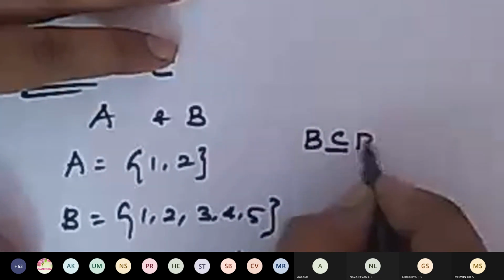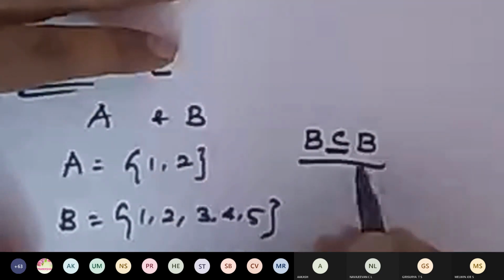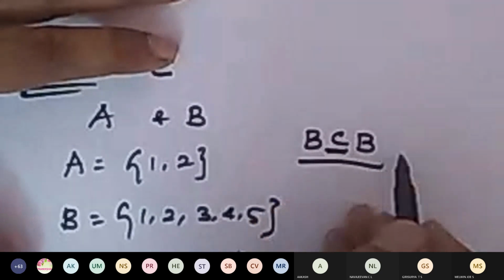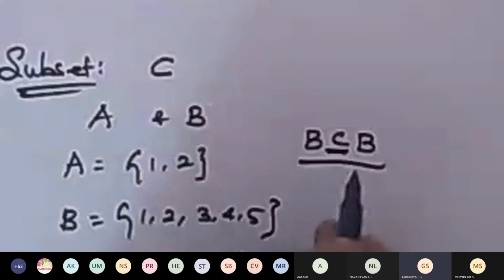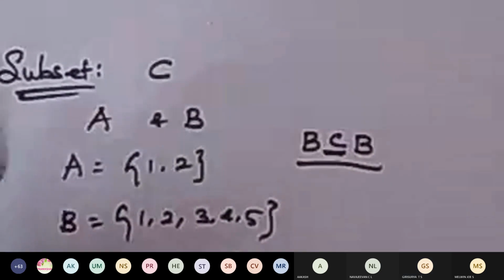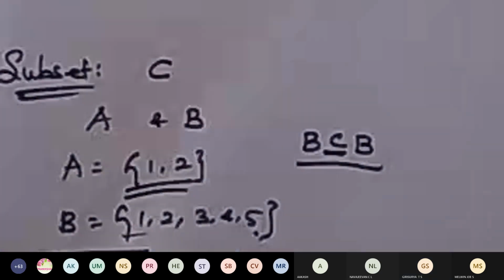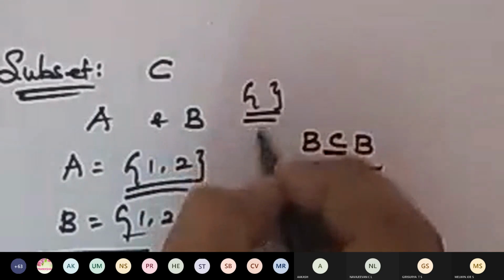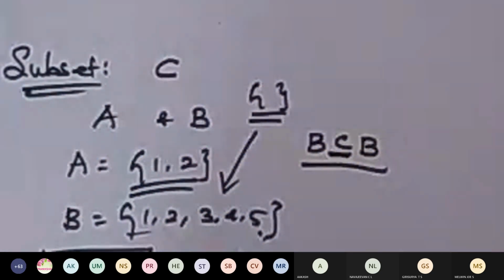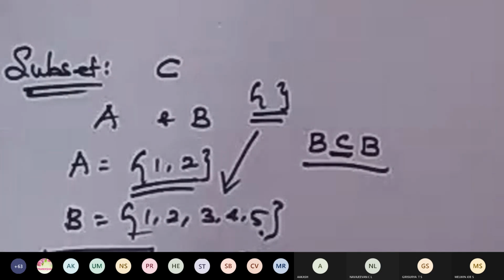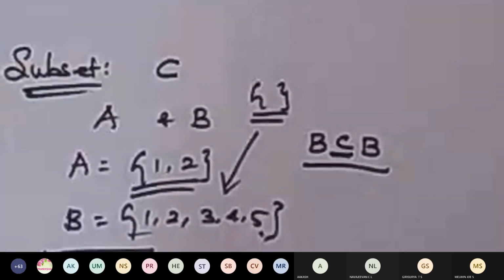In such a case, how to denote it? Because they are equal, B is a subset of B, both are equal, so we use this form of the symbol. If you use the other symbol, it means the number of elements in A is not equal to B, it is lesser. Here only 2 elements, here 5 elements, then you have to use that symbol. So every set is a subset of itself. And one more important thing, the empty set is a subset of every set. Whatever set you take, whether it's A or B, the empty set is a subset of all sets.